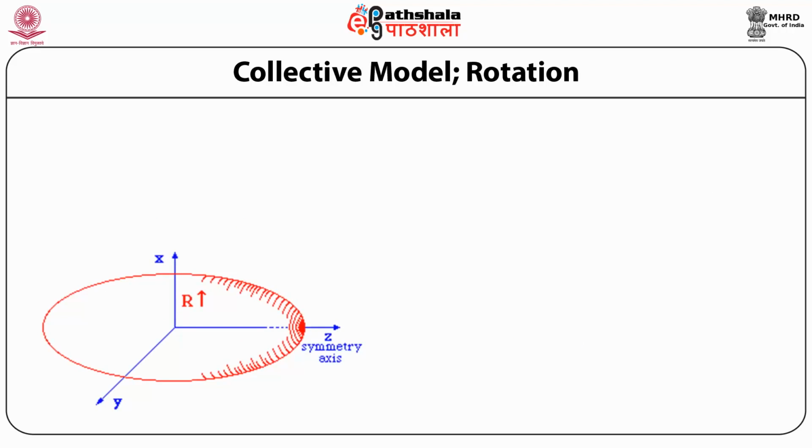Collective model rotation. Up to the previous slide, we have discussed the collective mode of motion which produces the effect of vibration. Now, in this slide, we are going to study the collective motion of nucleons in deformed nuclei, which gives an impression of rotation of the nuclei.